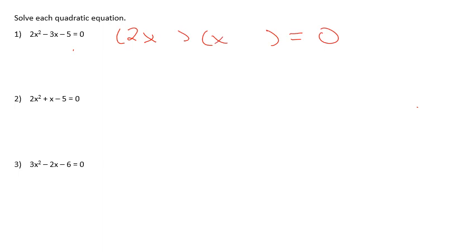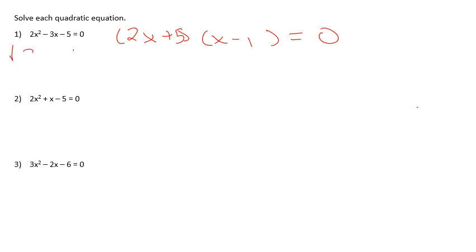My last sign is negative. That means the signs in parentheses are different, so one plus, one minus. And then I look for things that multiply to make 5, and the only thing I know that multiplies to make 5 are 5 and 1. So I'm just going to stick it in, 5 and 1. And then remember I have to check, so I'm going to come over here and check.